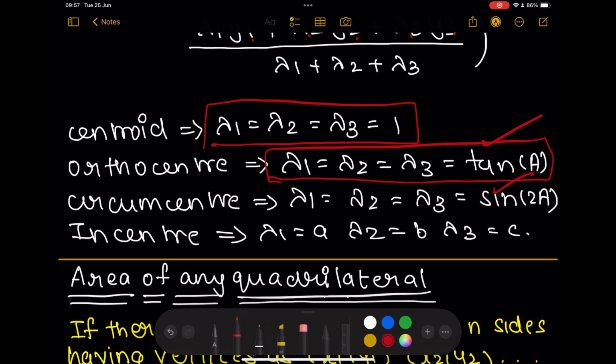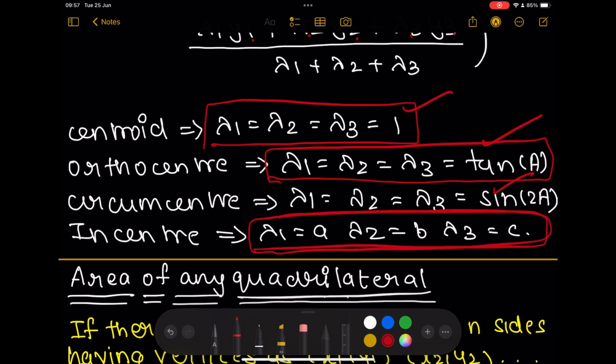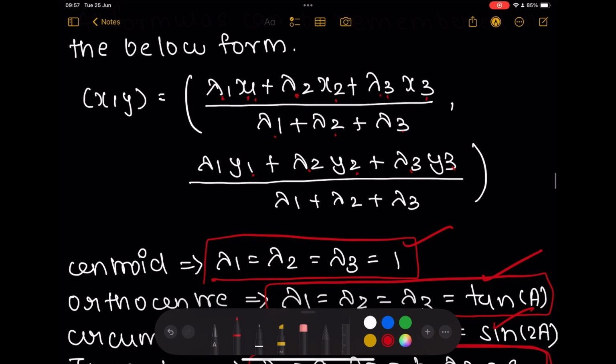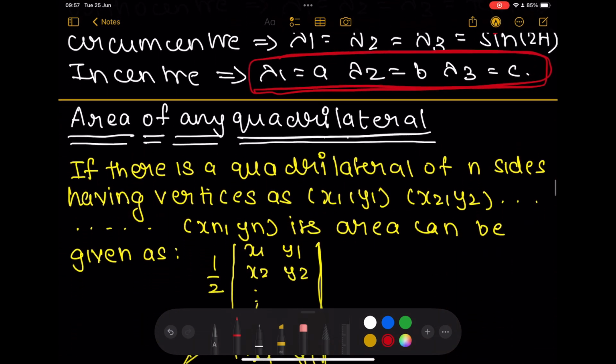In case of circumcenter, the lambdas will be equal to sine of 2A. And in case of centroid, it will be equal to 1. And in case of incenter alone, they will be different. It will be lambda 1 equal to a, lambda 2 equal to b, and lambda 3 equal to c. You can remember it this way if you want to remember the formula.